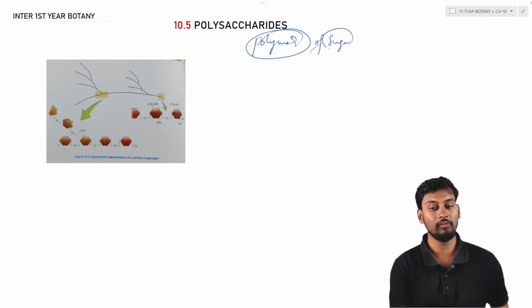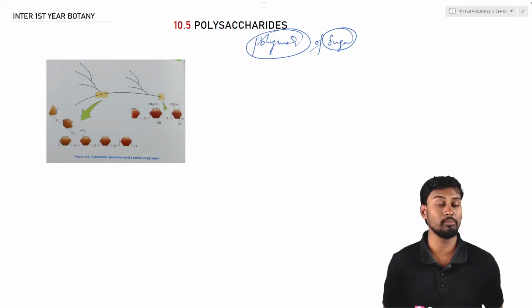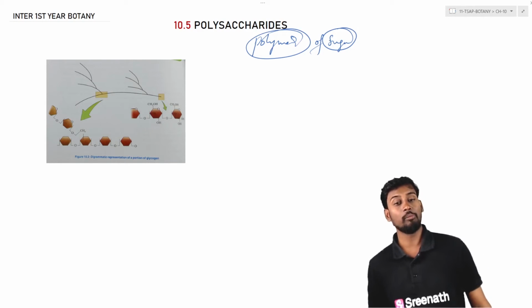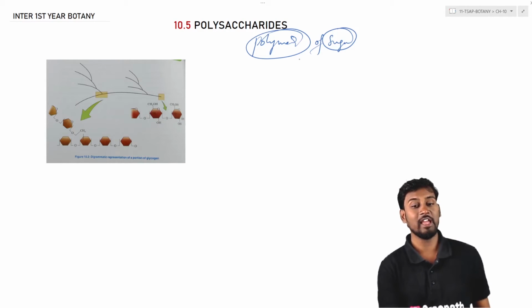If sugars, more than 9 in number, are joined together, this kind of polymer of sugar is called a polysaccharide. Poly means many, and saccharides are nothing but sugars. Many sugars joined together form a polymer of sugars. A polymeric form of sugars is called a polysaccharide, where the individual molecules are called monomers.